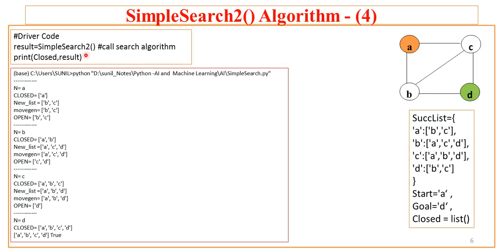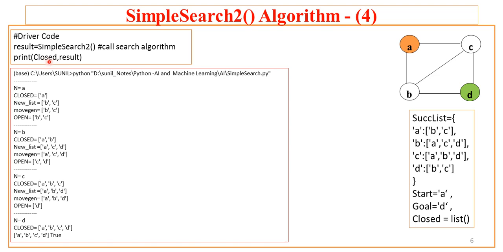Now here is the output. So this simple search 2 algorithm is called. Here is the driver code that is called, and one result variable is used to check whether the value returned by the simple search algorithm is true or false. If this algorithm could find the goal, the value returned is true, otherwise it is false.